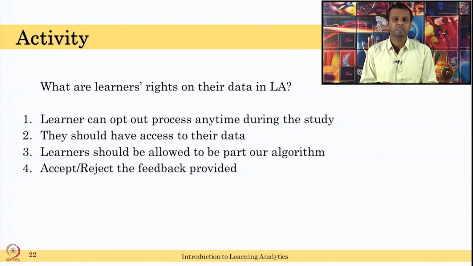an abstract view to them. Learners should be allowed to be part of the algorithm, which means learners should be able to give feedback on the predictions you made, and that feedback should be used to correct your algorithm. Also, learners should accept or reject the feedback provided. Learners should have the option. So, when you give feedback or some new recommendation, do not force it on the student. They should have an option to accept or reject the feedback provided.